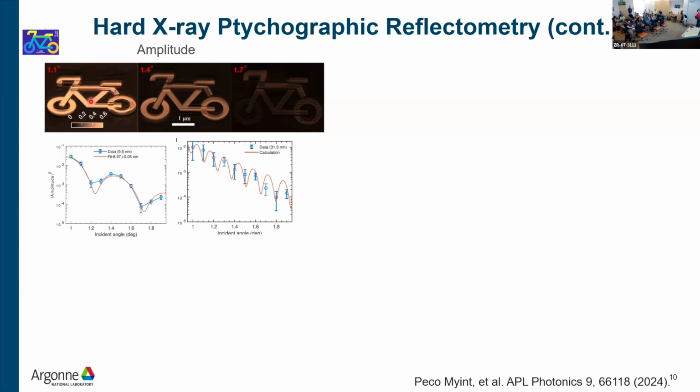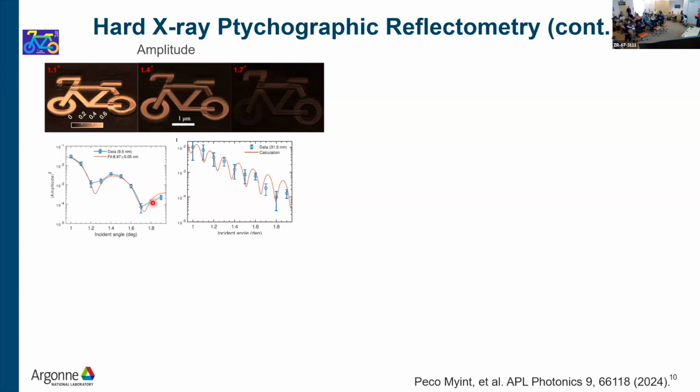This is a reconstructed amplitude at 1.1 degrees, 1.4, and 1.7. They are all normalized to the incoming beam and the virtual probe. You can see that the intensity actually varies. Let's focus on the front wheel, because when we made the front wheel, it's roughly 9.5 nanometers in height. If you focus on the front wheel and plot the amplitude squared versus the angle, that's what you get.